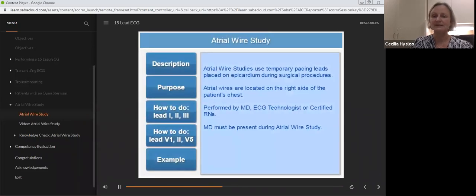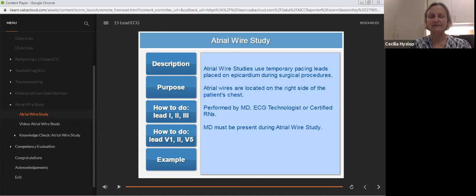An atrial wire study uses the temporary pacing leads placed on the epicardium during cardiac surgical procedures. Essentially, patients who have been through cardiac surgery have a sternal incision, and just before they wire the bone shut and put a suture through the skin, they are going to put some thoracic pacing wires. These are temporary pacing wires that are in there for maybe the first few days, or depending on more chronic patients, they may stay longer. But they are removed, usually the morning before the patients go home.